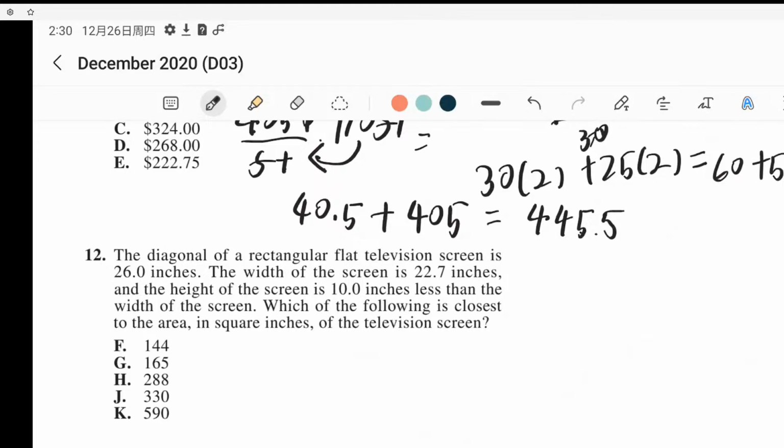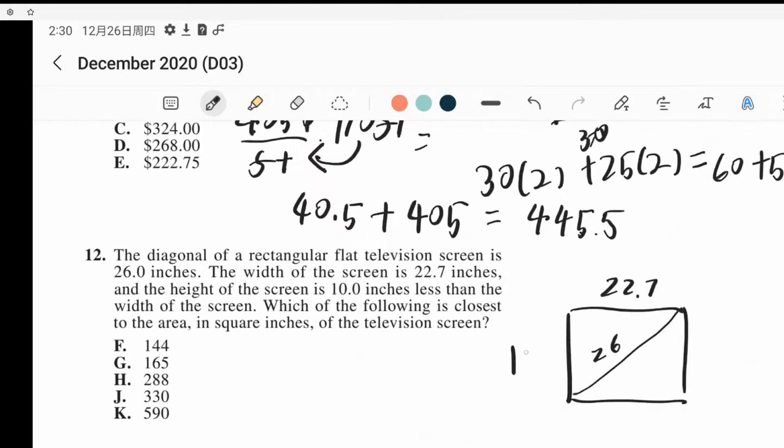So we're going to continue to number 12, flat television given diagonal. Diagonal is the line that cuts between two opposite corners, and it's 26. The width is 22.7. The height is 10 less than the width, so the height is not 10, it is actually 12.7.